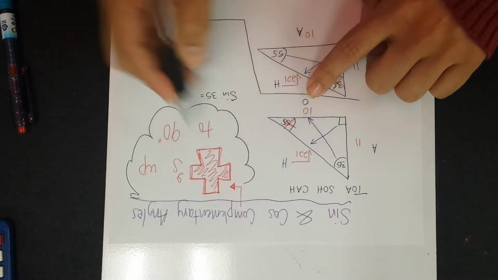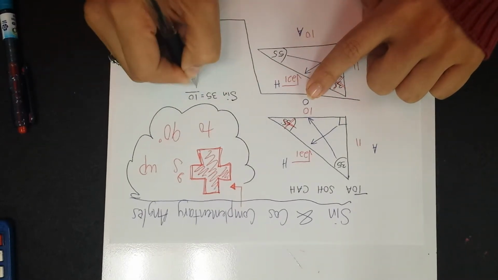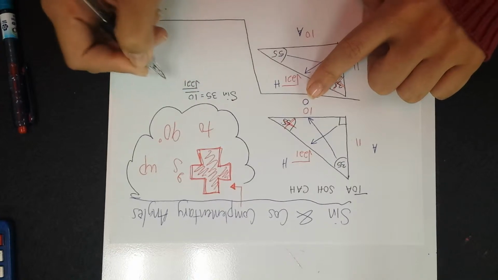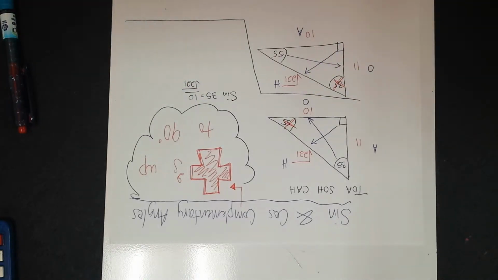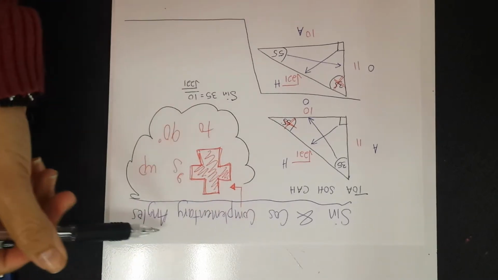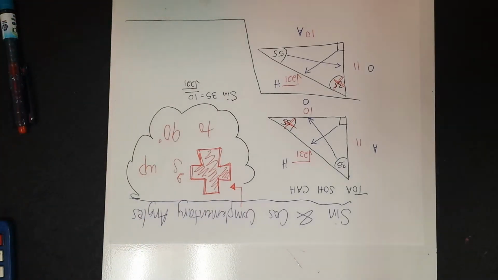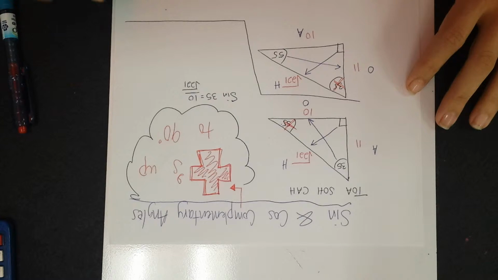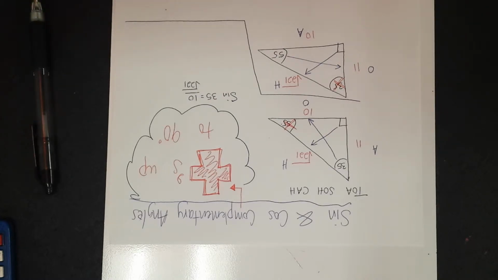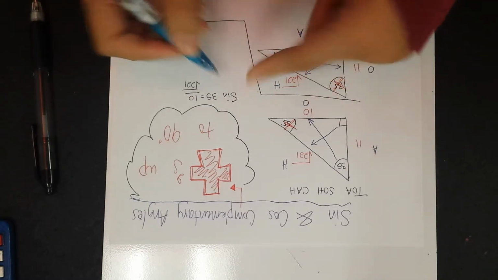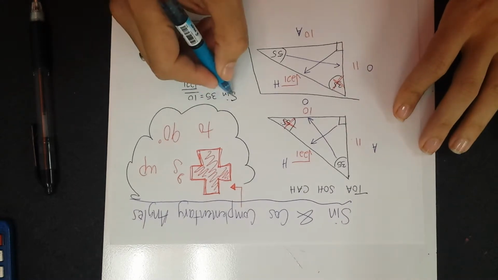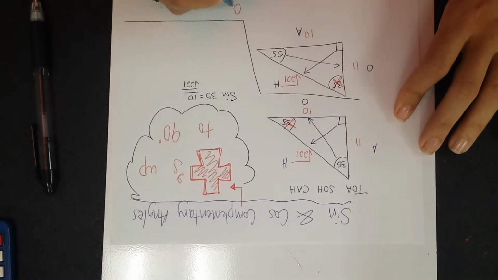Opposite over hypotenuse, so it's going to be 10 over radical 221. All right, so sine of 35. What the complementary angle says, remember complementary means it adds up to 90. What the complementary angle says is sine and cosine are complementary.